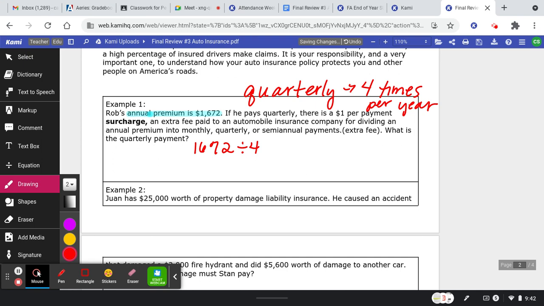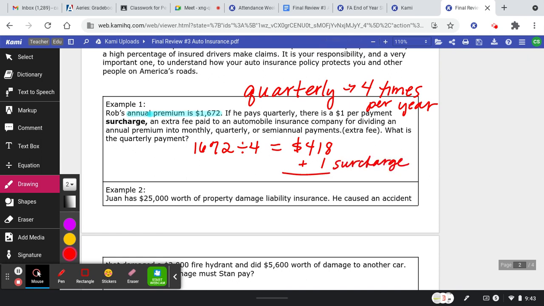If he pays quarterly and there's a $1 per payment surcharge, what is the quarterly payment? So I need a calculator here. Can someone do 1672 divided by 4 and unmute and tell us what that is? Thank you. Someone else confirm that's what they got? Yeah, it's 418. Thank you.